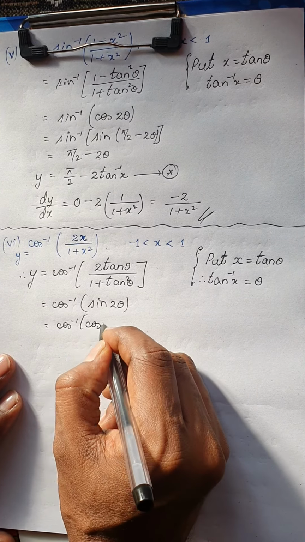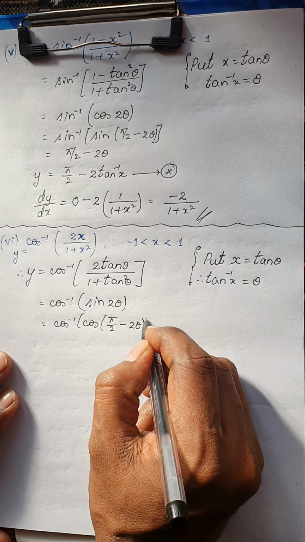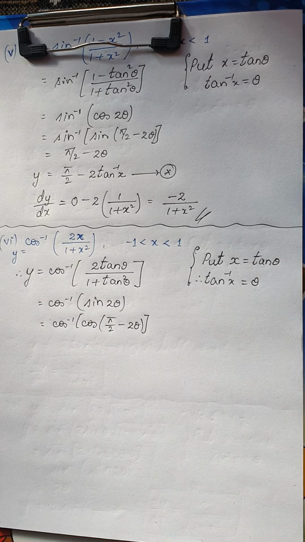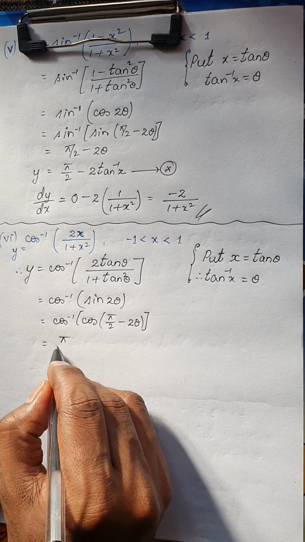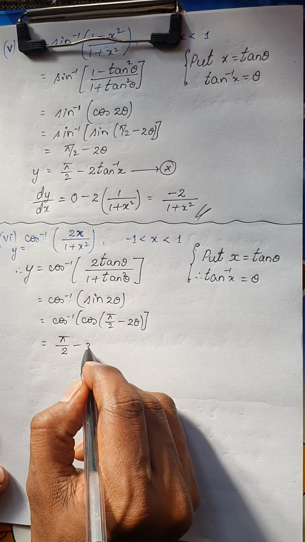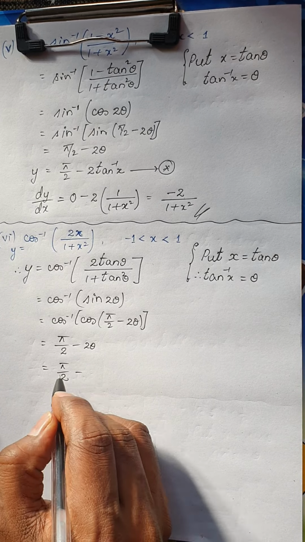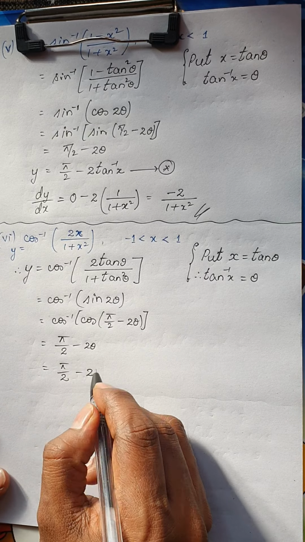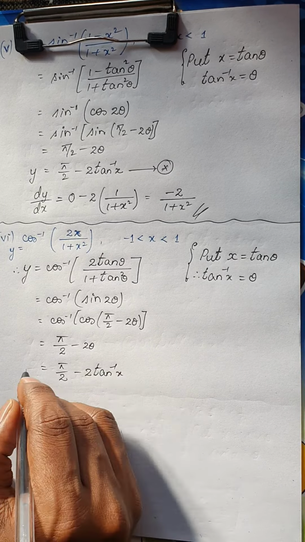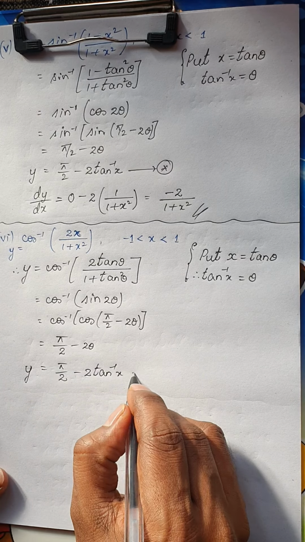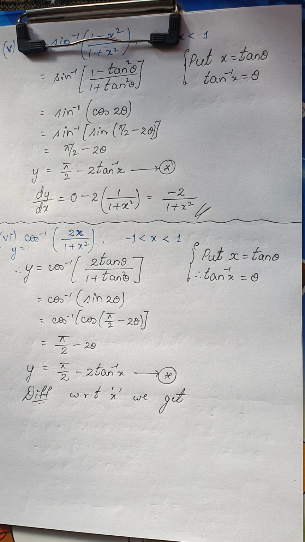I will write cos of 90, that is pi by 2 minus theta, here it is 2 theta. Is it fine? So this is nothing but, now cos and cos inverse will be nullified. I'll get pi by 2 minus 2 theta. So this is nothing but pi by 2 minus 2 times, what is again theta? Theta is tan inverse of x. Remember, this is my function y, this is my equation star.